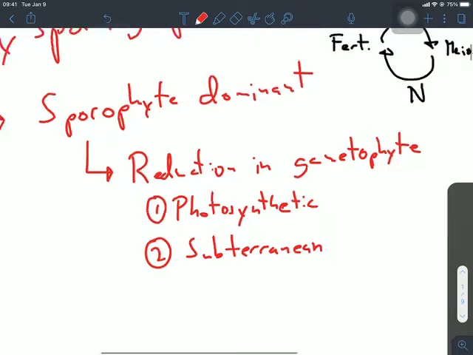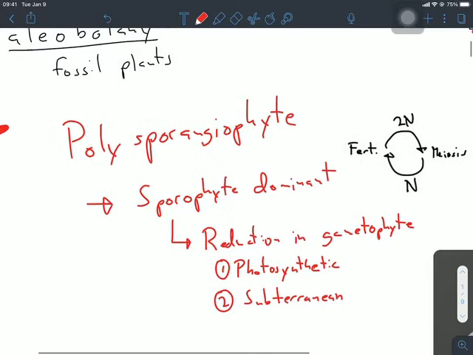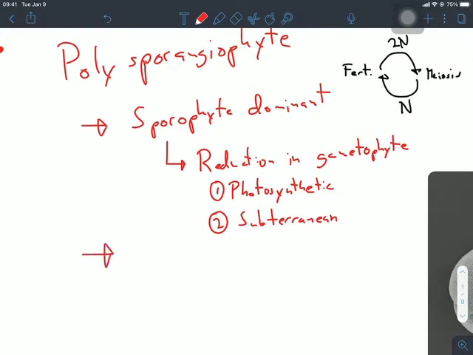Now, of course, alongside this change to being sporophyte dominant, and again, the name of the group being derived from that fact, we of course get vascular structure.